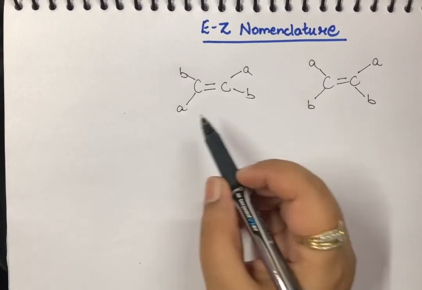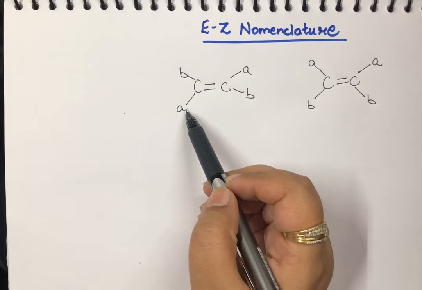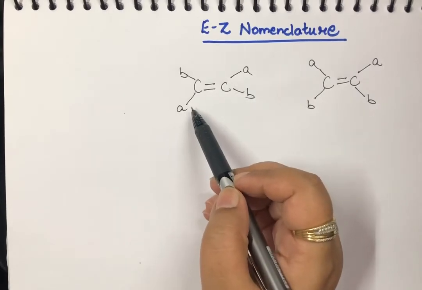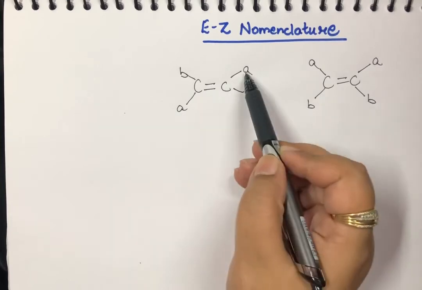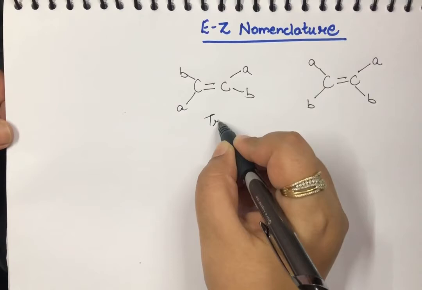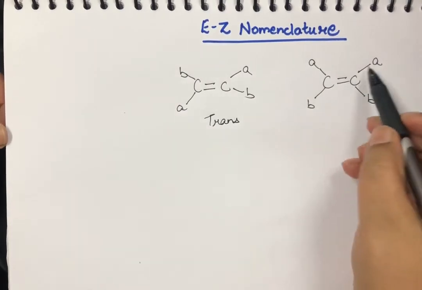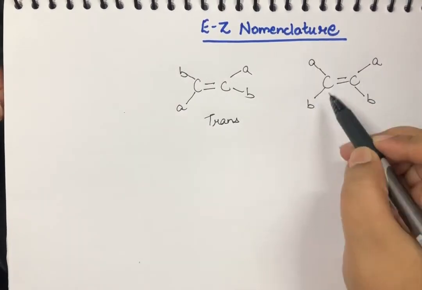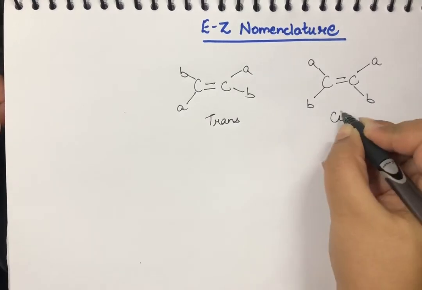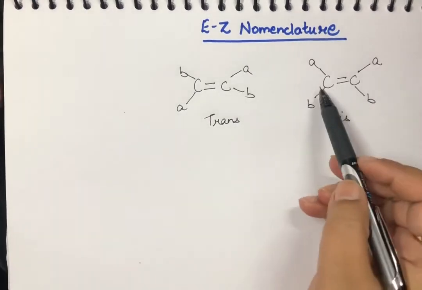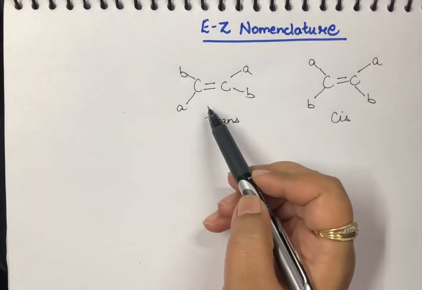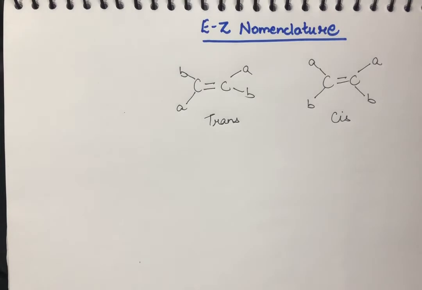I was talking about these two carbons, I could clearly see that I have two same types of substituents on both the carbons. And I said that whenever we have the same type of substituents on the two carbons on the opposite side, we call it trans. And when we have the same types of substituents on the same side of the carbon-carbon double bond, we call it cis. So I'll repeat, when it is on the same side, we call it cis, and when it is on the opposite side, the same substituent, we call it trans.